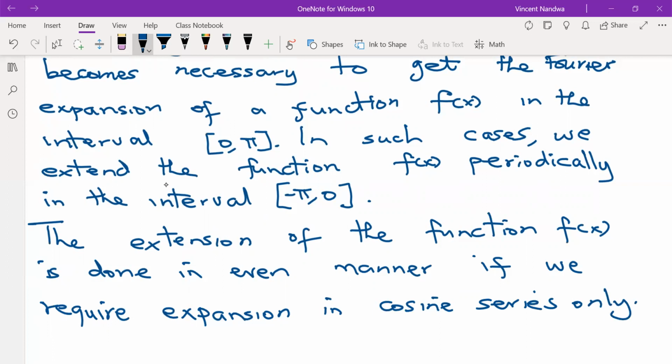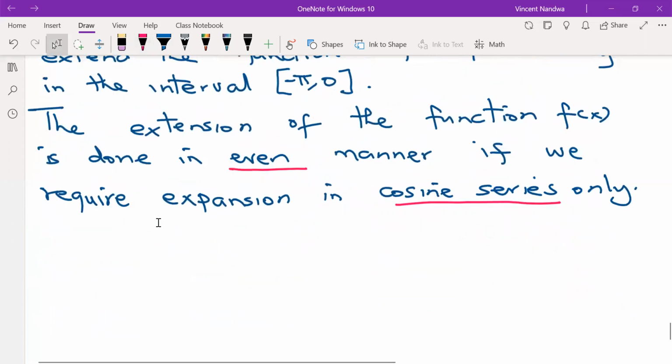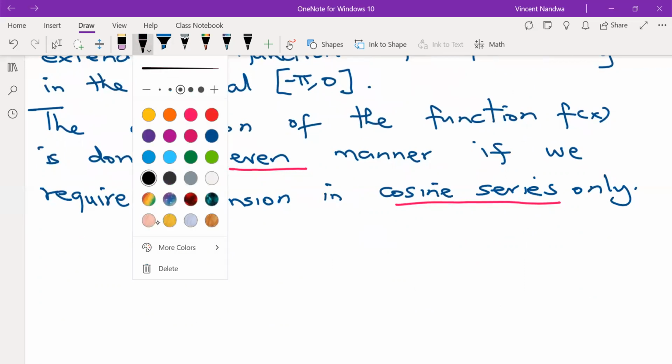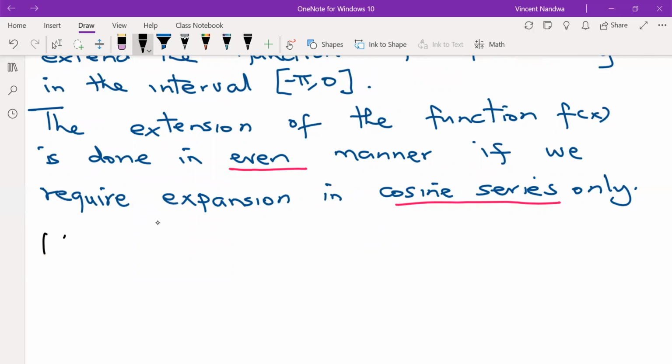So when the extension of the function is done in an even manner, then we know that it will result in a cosine Fourier series expansion. If the extension is done in an even manner, such that f of minus x equals f of x, then we'll get a Fourier cosine series expansion of the function. But if the extension is done in an odd manner, then we get a sine series expansion.